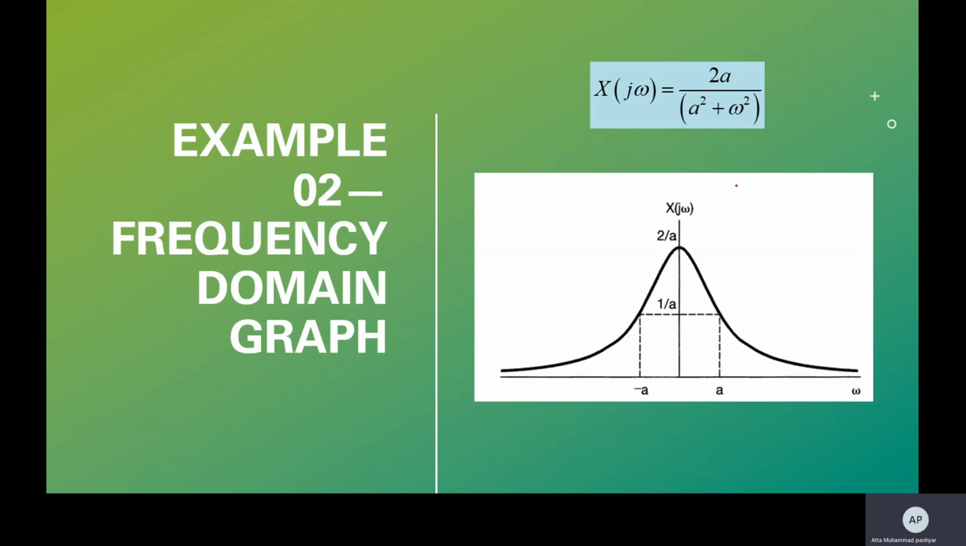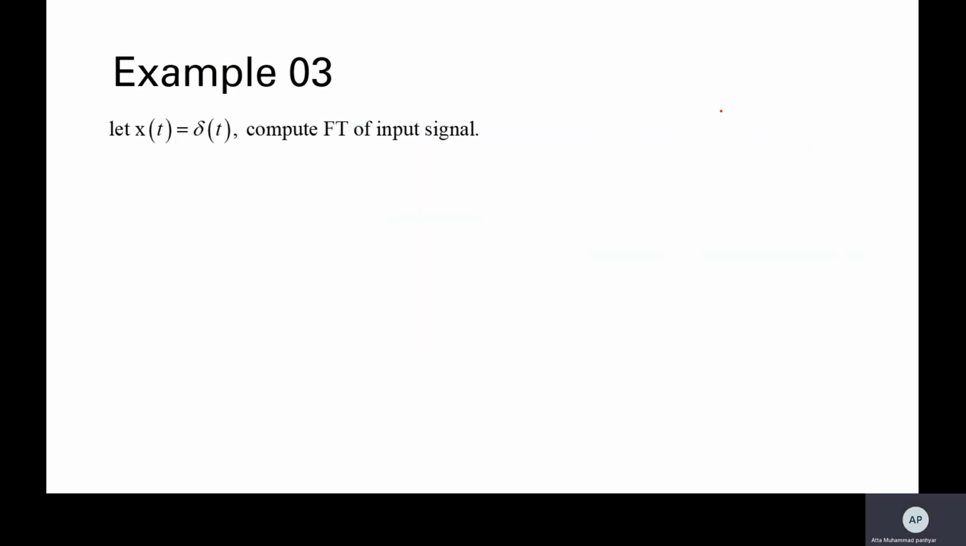When you input a, then a square plus a square is 2a square. So 2 would be cancelled, and one a would be reduced. In the denominator we would get 1 upon a. So same like on minus a, because it is squared. So you can plot the signal like this. Now there is another example.